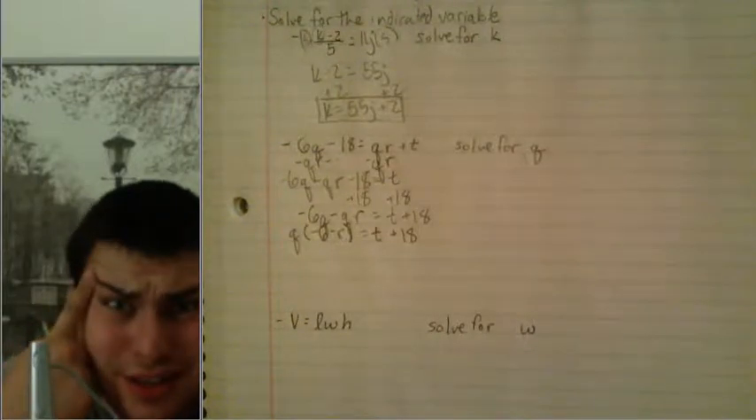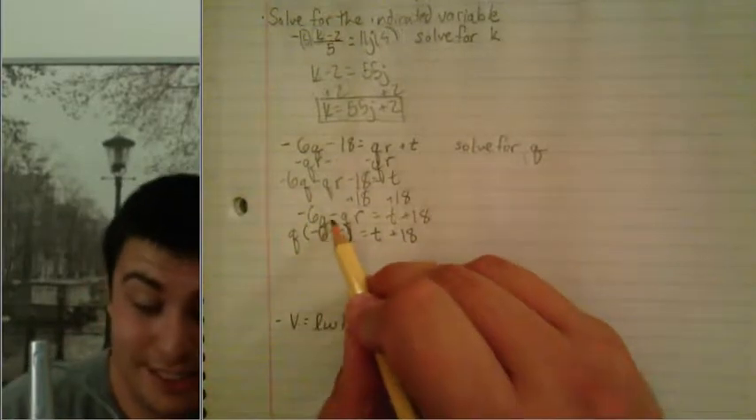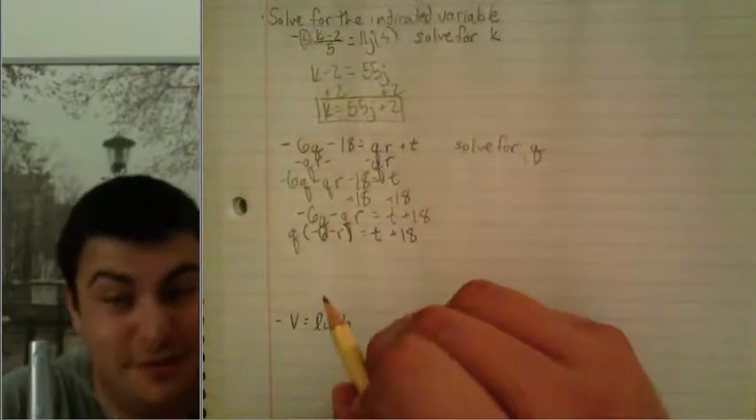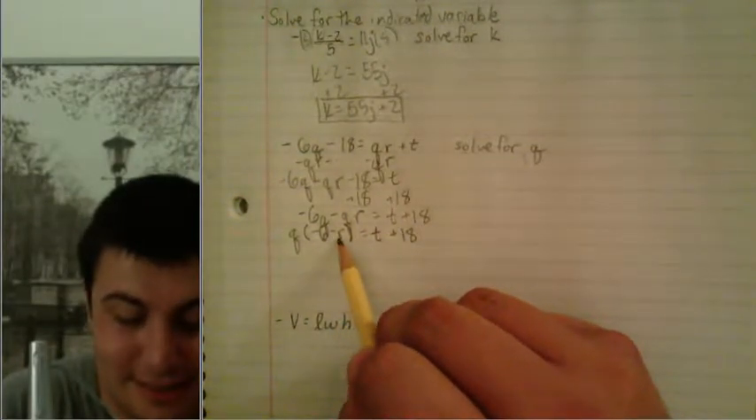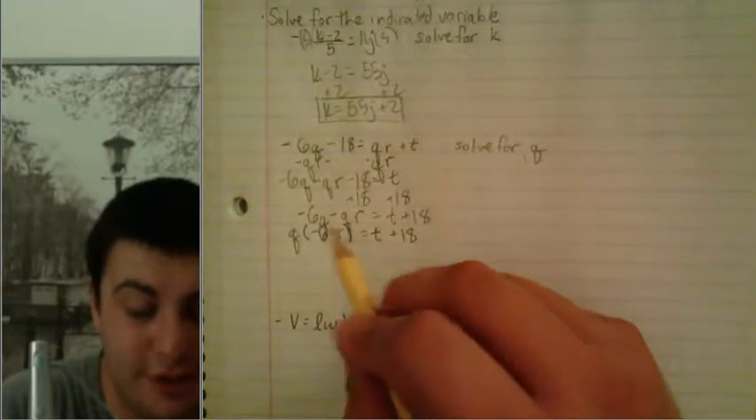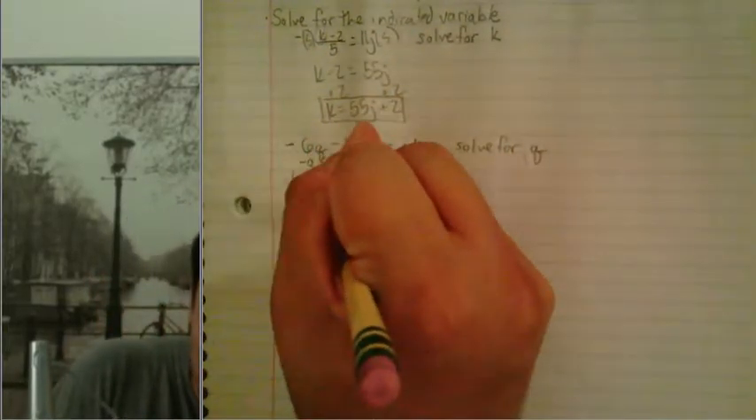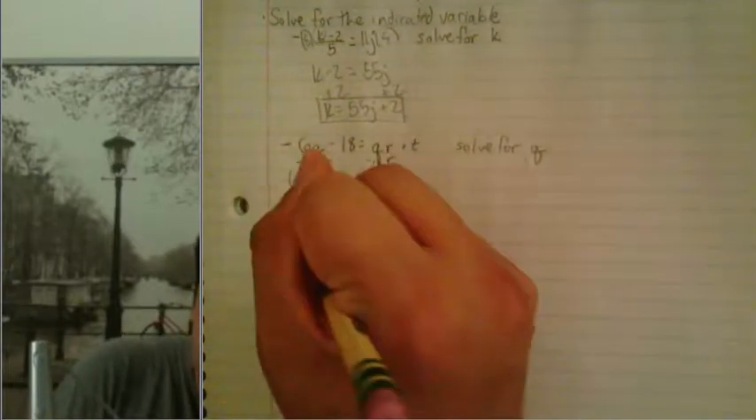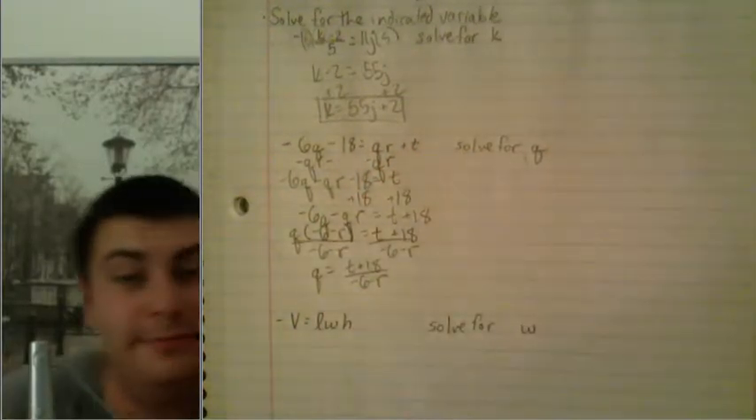Who would have thunk that we would use the distribution property not in the way that we normally distribute? We almost undistributed, if you want to think of it that way. So we have q times the group 6 minus r equals t plus 18. Now we're still trying to solve for q, so if we have q times this group, we undo multiplication by dividing by 6 minus r, and we have q then equals t plus 18 over 6 minus r.